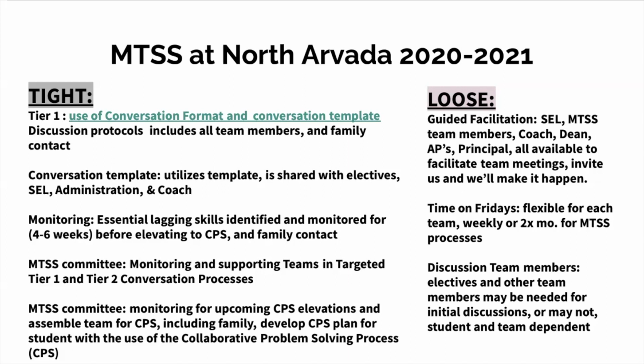You are including all team members, and at this level, you are making family contact if you haven't already done so. What is also tight is sharing the conversation with elective teachers and bringing them into the conversation when you have a student that you are working through and discussing at that tier 1 level. The other piece that is tight is monitoring, making sure that the team is monitoring over that 4 to 6 week period before you are elevating to the collaborative proactive solutions team.